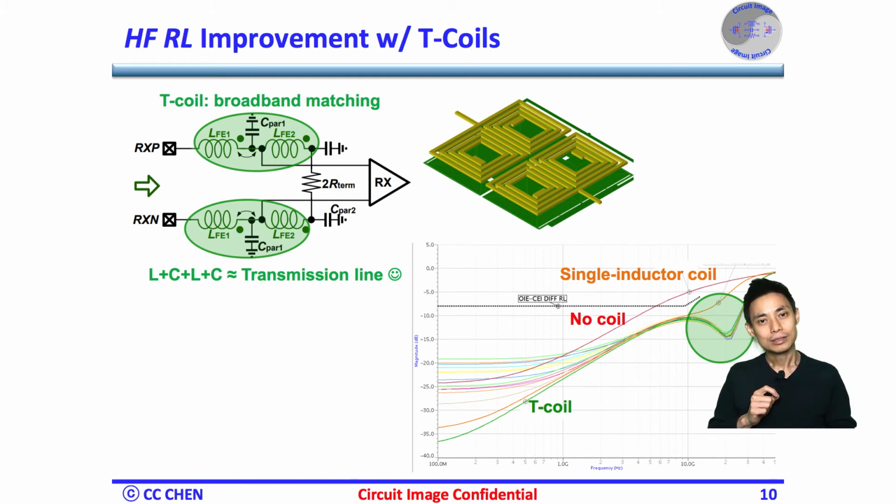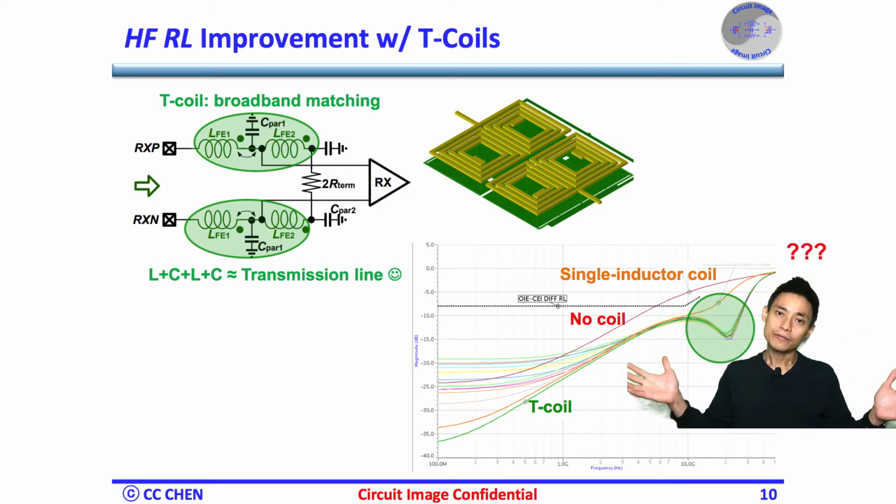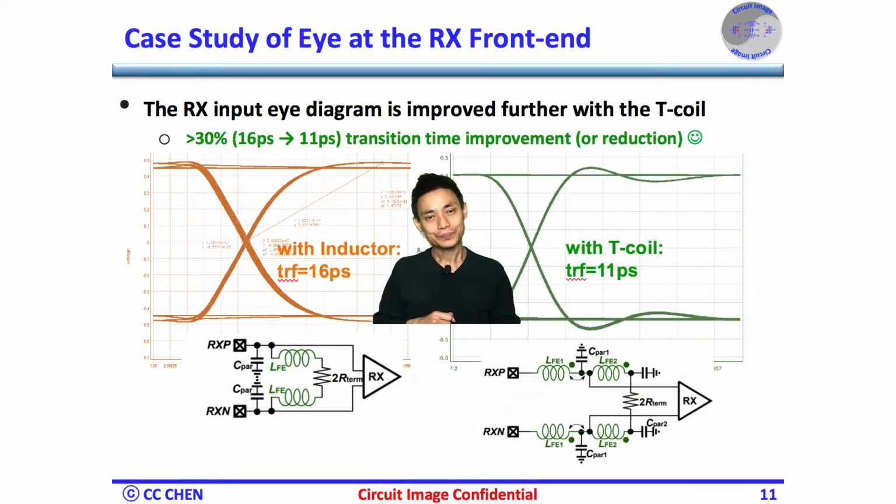Besides the return loss, what else can we benefit from the T-coil matching? Correct. The front-end bandwidth would be extended. Therefore, the signal's transition time can be reduced, or the deterministic jitter of the eye can be reduced a lot. If we compare the transition time in both cases, the T-coil design can improve the transition time by 30% more than the single inductor case.